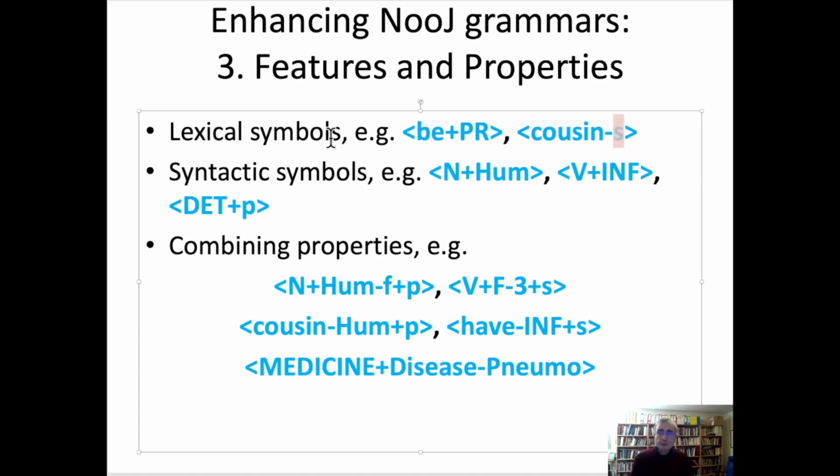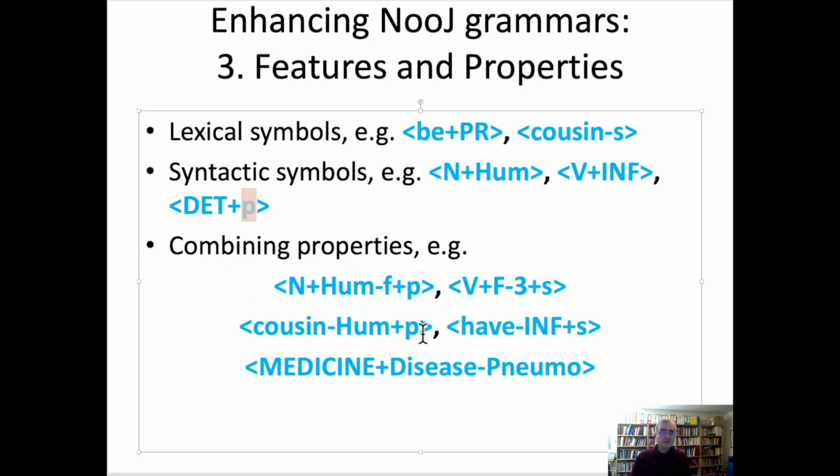We can also use these properties with syntactic symbols such as noun, verb, determiner. So for example, this will match all the words that are associated with the code N, so nouns, with the property plus hum, so human nouns. This syntactic symbol will match any word form, any verbal form, because of the V, that are associated with the property INF, which means infinitive. So this will recognize any verb in the infinitive. And det plus P will match any determiner, any plural determiner.